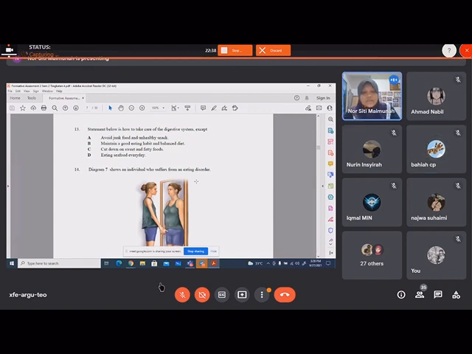Number 13. Which statement below is not how to take care of the digestive system? Eating seafood every day. Okay, correct. We are not suggested to eat seafood every day because seafood contains more protein. So the excess proteins will be broken down into urea, and this will increase the concentration of uric acid in your body. When the uric acid accumulates at your joints, this will cause an arthritis disease called gout. Pernah dengar penyakit gout? Orang kampung kata gout. Penyakit yang berkaitan dengan arthritis. Arthritis maksudnya yang berkaitan dengan sendi ya. So gout disebabkan oleh excess accumulation of uric acid at joints. Joint tu sendi ya, tempat di mana dua tulang bertemu.